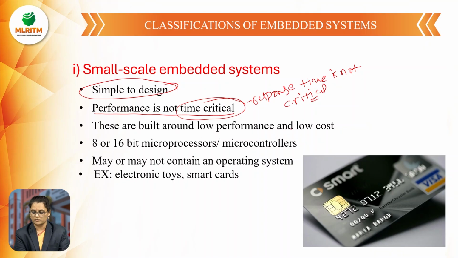These are built around low performance and low cost, and 8-bit microprocessors and 16-bit microcontrollers are used in the small scale embedded system, and then may or may not contain an operating system. So already we discussed all embedded systems need not have the operating system. It may contain or may not contain. So in small scale embedded system, it may or may not contain the OS. Examples are electronic toys and smart cards. And this is the example diagram of a smart card.